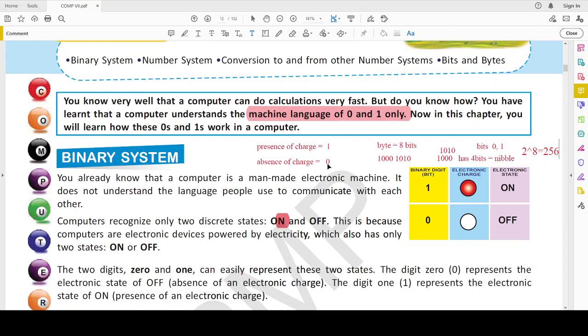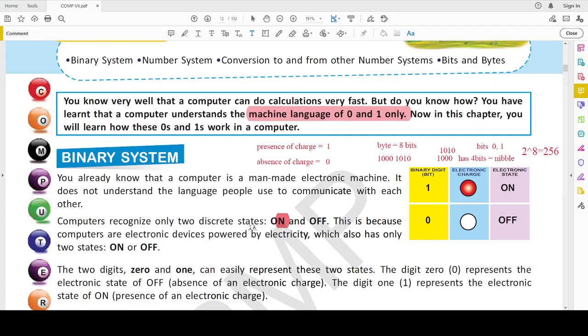0 is represented as an absence of charge, 1 is represented as a presence of charge. That is how a number is represented in a computer language, in a machine language. We already knew that a computer is a man-made electronic machine. It does not understand the language people use to communicate with each other.